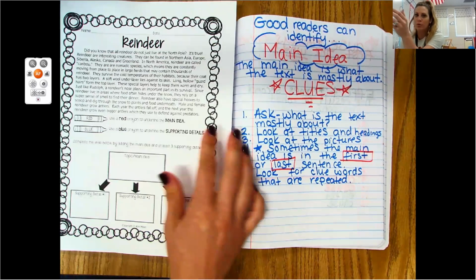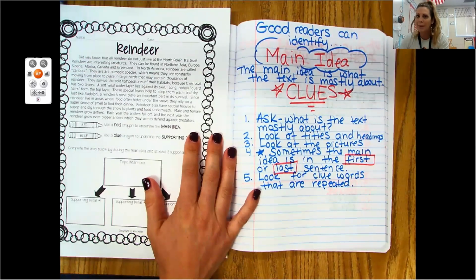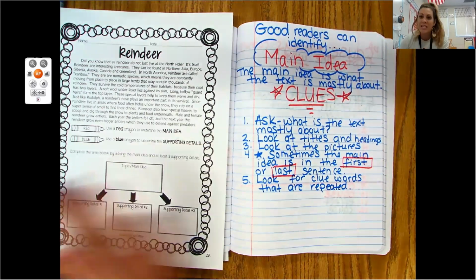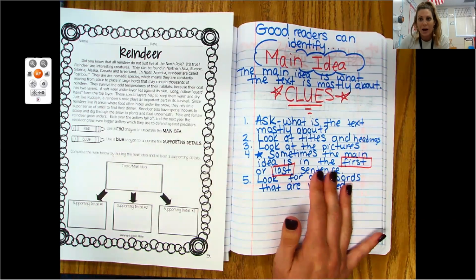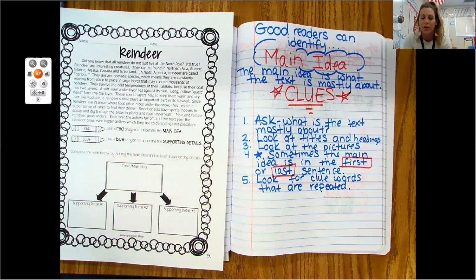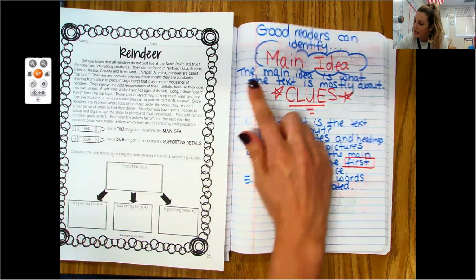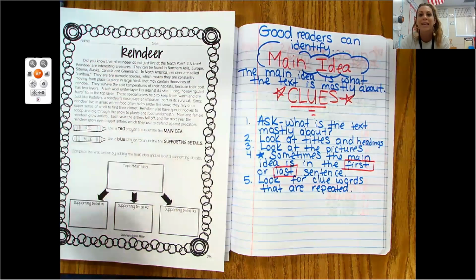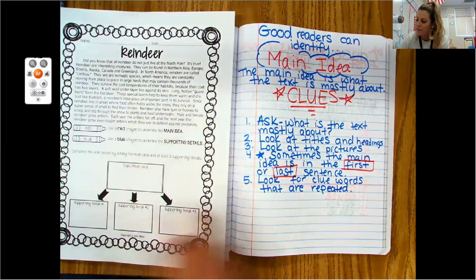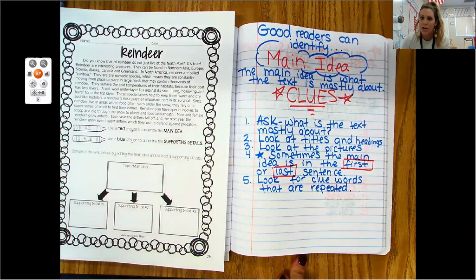So let's just review main idea and key details. This is actually in your reader's notebooks if you want to get it out and look at it with me, or if you just want to look at mine, that's fine. So the main idea, remember, is what the text is mostly about. And then we have some clues that can help us. As we're reading, we want to ask, what's the text mostly about?